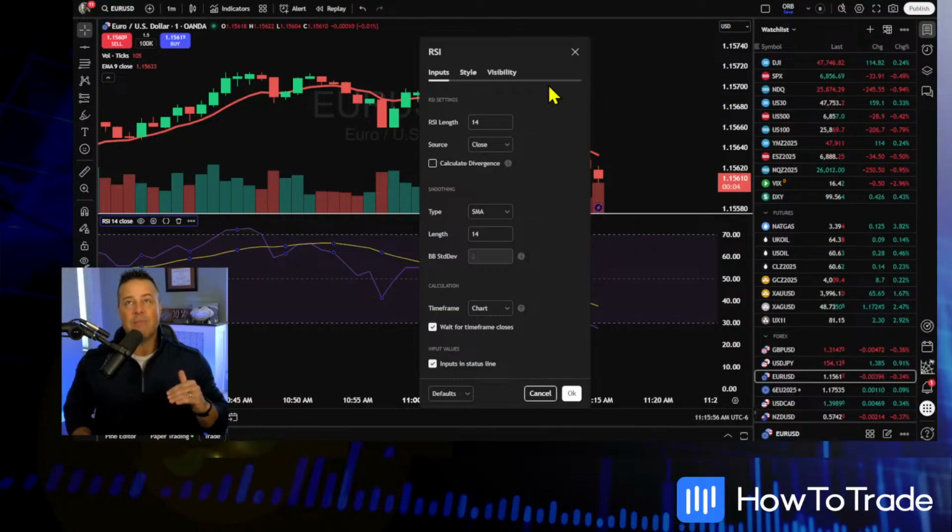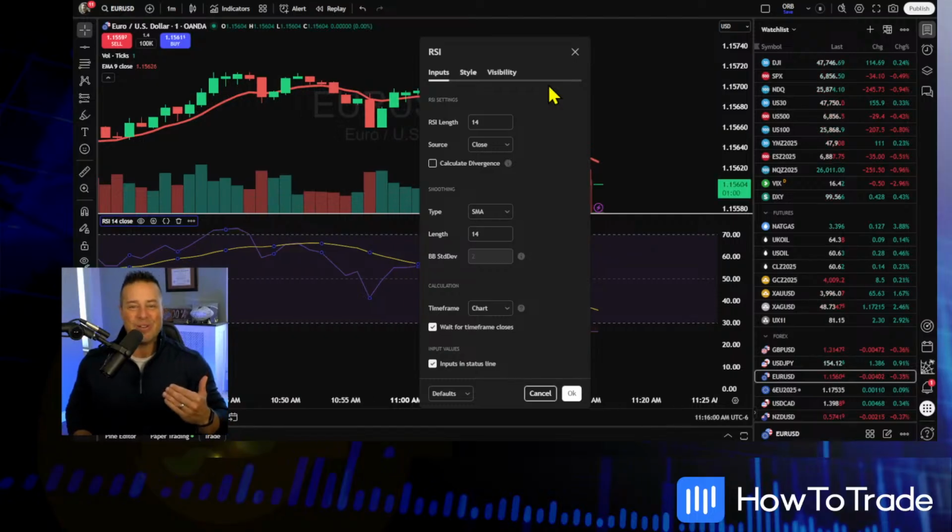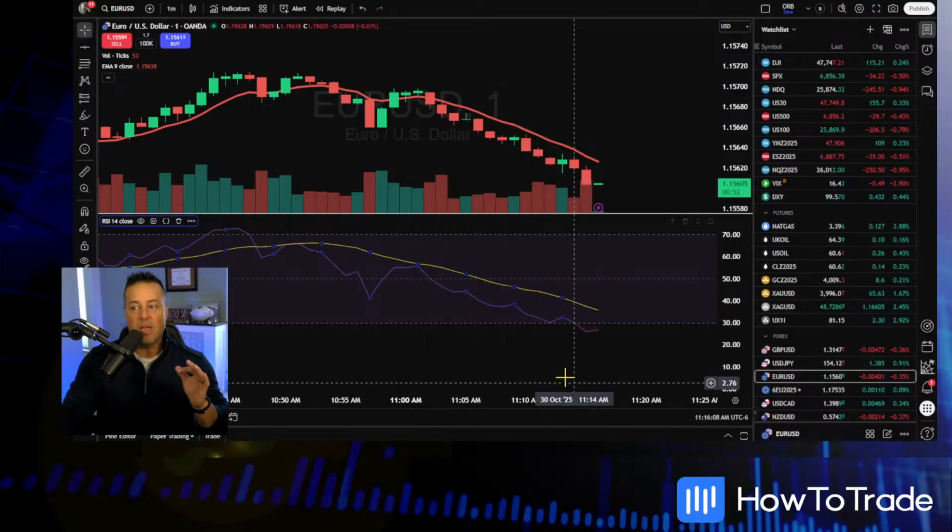J. Welles Wilder Jr., the guy that invented RSI. These are the stock settings, 14 on the close. That's it. So the RSI length is 14, and we're based on the close.